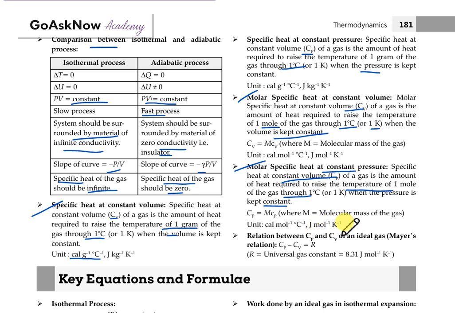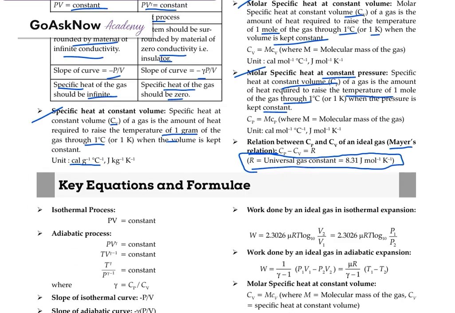Now the relation between Cp and Cv of an ideal gas, which is also called Mayer's relation. It will be Cp minus Cv equals R. This is the molar specific heat at constant pressure minus the molar specific heat at constant volume. Cp minus Cv equals R, where R is the universal gas constant, and the value of R is already predefined, which is 8.31 joule, mole inverse, Kelvin inverse. So R is the universal constant, value is already predefined.